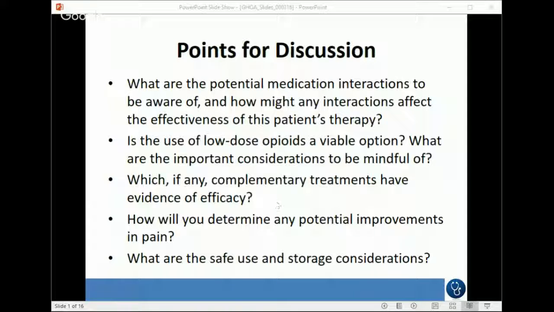Should we look at a low-dose opioid? Opioids have gotten a really bad rap lately, and I don't totally disagree with it, but I think the people that are getting lost in the shuffle are those people that do have chronic pain and need something to allow them to function. So we talk about the usefulness of opioids, but we also talk about what else we can do besides just give medications. Maybe we need to look at some physical therapy.